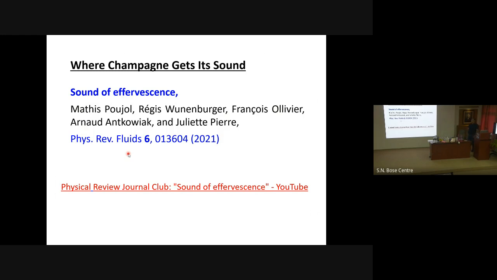Where champagne gets its sound. Again, bubbles. The previous one is something called the ringing of bubble. It's the bubble vibration. The second one is the crackling sound when it comes to the top, and that's something called the Helmholtz resonance. It makes a cavity that's giving you the sound. So you see a lot of physics going on.